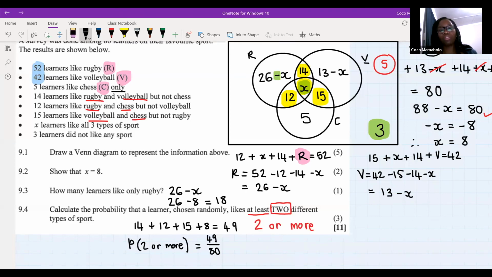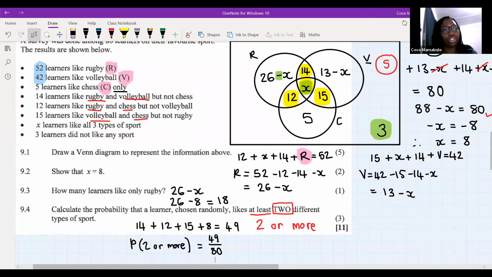Do not forget, they're not asking how many learners. If they said how many learners like two or more, then you would just say 49. But they want to know the probability that a learner chosen randomly likes at least two. So if they were asking you how many learners, you would just say 49. But because they're asking for the probability, it will be 49 over the entire sample space. I hope that's making a lot of sense to you.